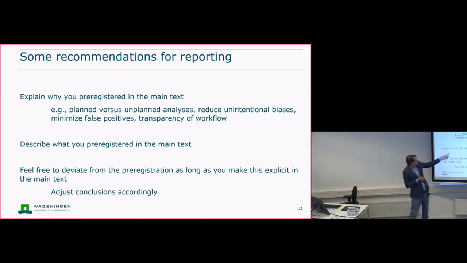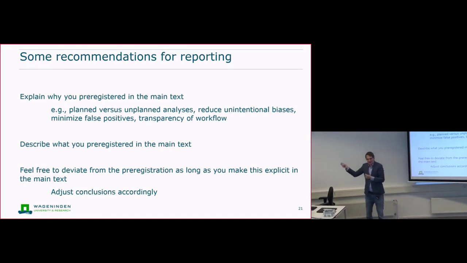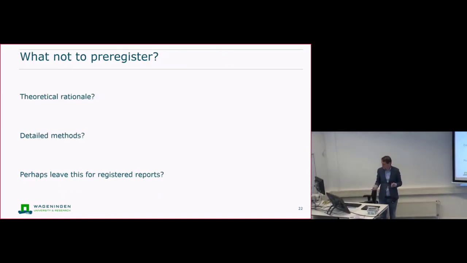Now, describe what you pre-registered in the main text, because I, as a reviewer, find it really annoying if people say pre-registered and then I look it up and it's just not clear from that what they did exactly. So maybe your data analysis or whatever you did. Now, if you deviate, I want to emphasize that, as you can see, because I repeat it all the time. You can also report that in the text, deviate from your pre-register.